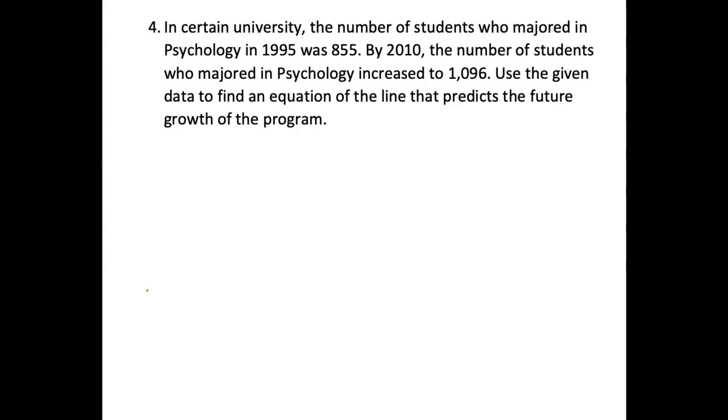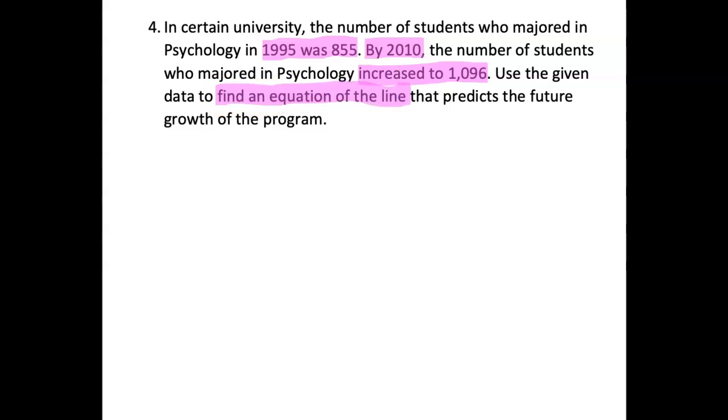In CERN University, the number of students who major in psychology in 1995 was 855. By 2010, the number of students who major in psychology increased to 1,096. Use the given data to find an equation of the line that predicts the future growth. So we need to find another equation.